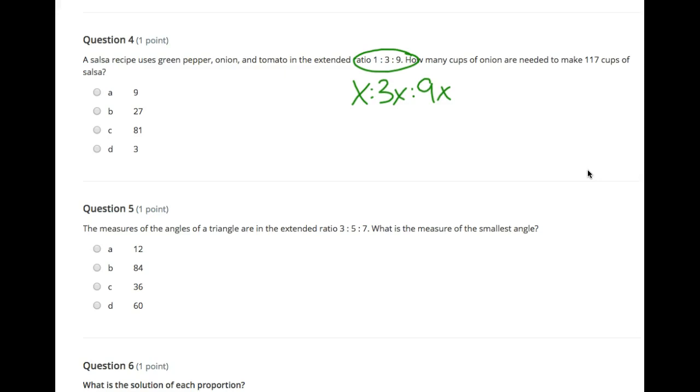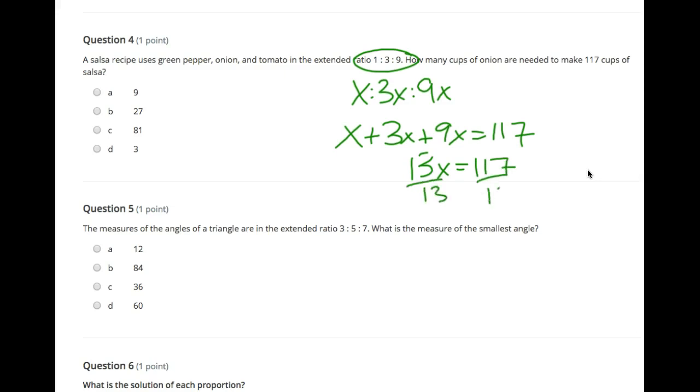Now, when I combine all three of these terms, I'm going to get my grand total of my salsa, so I'm going to combine them with addition. I go x plus 3x plus 9x equals 117. And now once again I'm going to solve. So I combine my like terms, I get 13x equals 117. I divide both sides by 13, and I get x equal to 9.